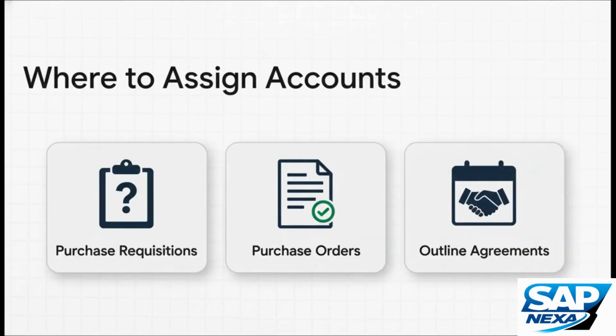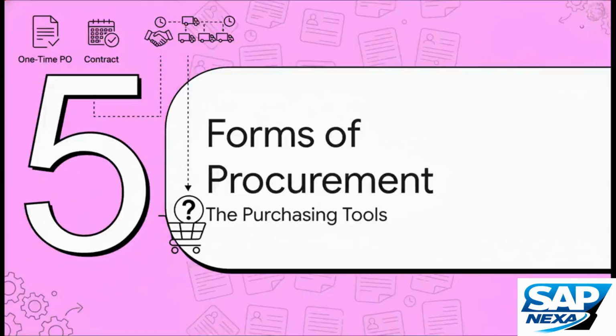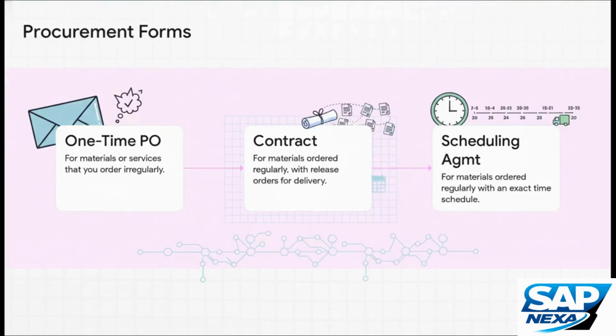And you can flip this switch in all the important purchasing documents. You can do it right at the beginning in a purchase requisition, in the official purchase order, and even in those long-term outline agreements. So now we get the why, stock versus consumption. Let's move on to the how. SAP gives you a few different purchasing tools for different situations. You've basically got three main tools in your toolbox, and each one is designed for a specific job. You have the standard one-time purchase order, the more strategic long-term contract, and the super precise scheduling agreement.